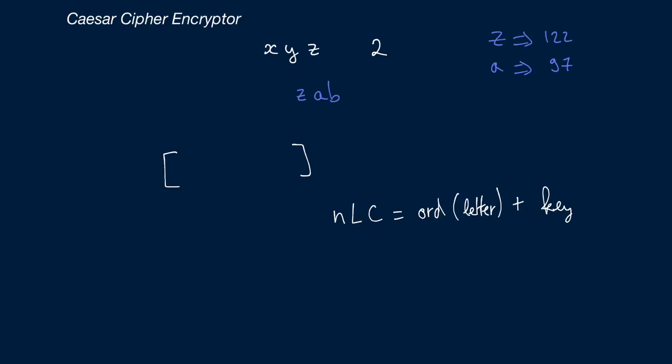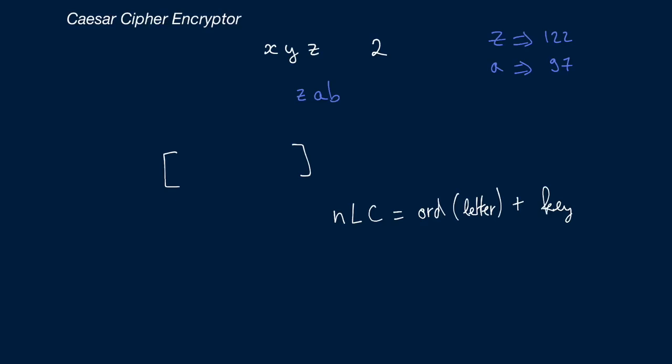And then you might be inclined to say, okay, now just convert that new letter code back to a letter, and you're done. And so in Python, the function that would take in a number, a code, and return the corresponding letter is the chr function, CHR.